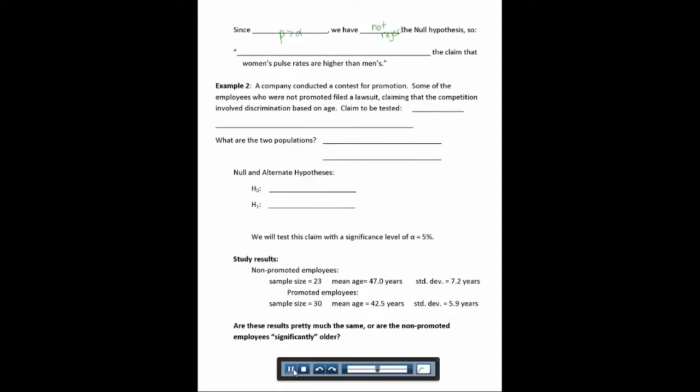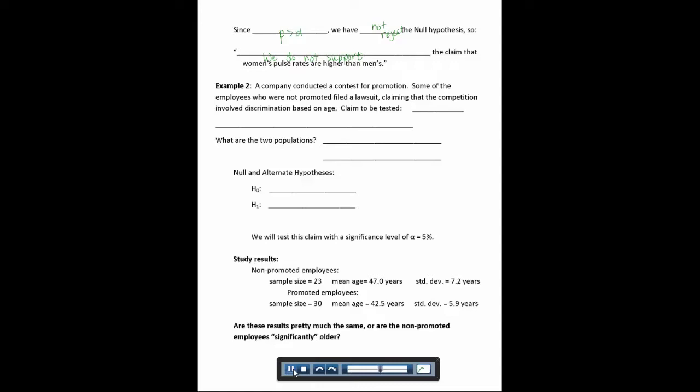Now, our claim was the alternate hypothesis, and when we do not reject the null hypothesis, we do not support our alternate hypothesis. So we would say we do not support the claim that women's pulse rates are higher than men's.